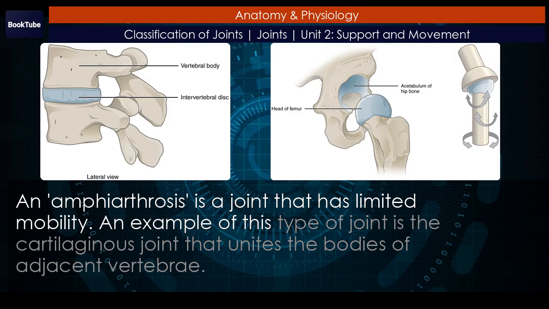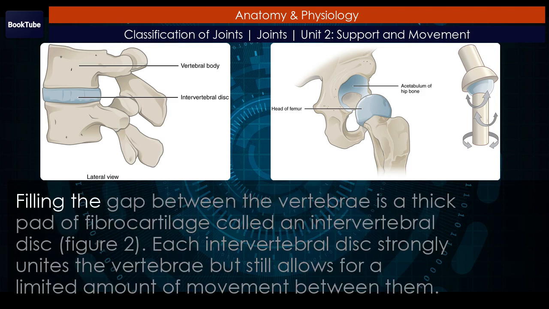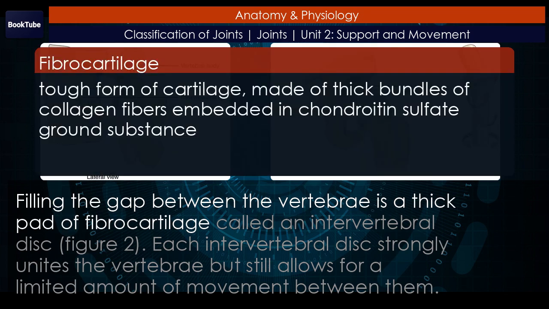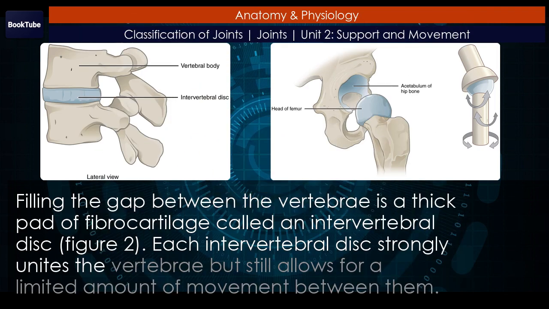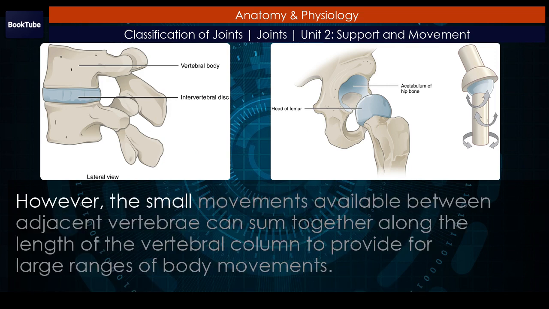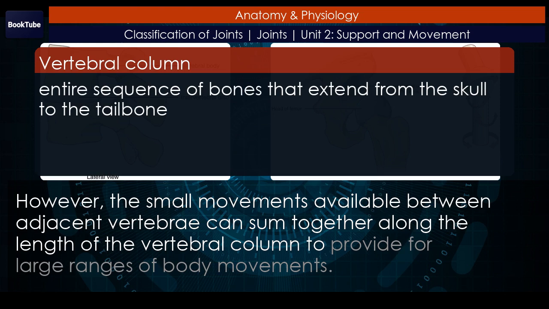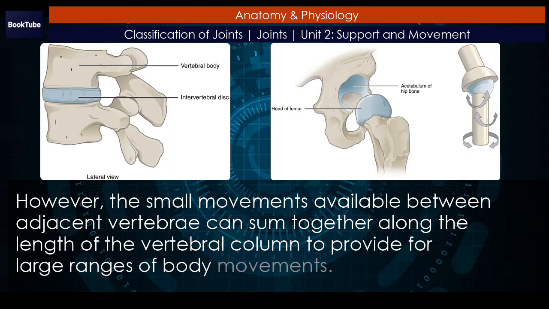An example of this type of joint is the cartilaginous joint that unites the bodies of adjacent vertebrae. Filling the gap between the vertebrae is a thick pad of fibrocartilage called an intervertebral disc. Figure 2. Each intervertebral disc strongly unites the vertebrae but still allows for a limited amount of movement between them. However, the small movements available between adjacent vertebrae can sum together along the length of the vertebral column to provide for large ranges of body movements.